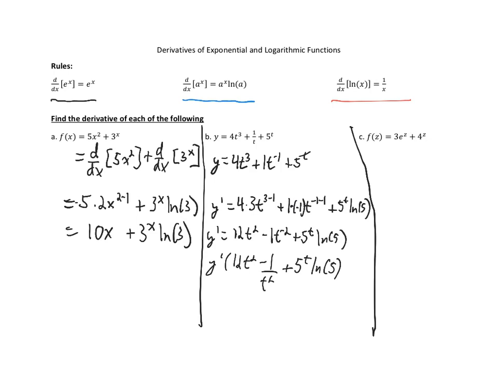Alright, last one. f of z equals 3e to the z plus 4 to the z. So we're going to take the derivative of each one of those terms. F prime of z equals this term right here, 3e to the z. That's the same thing as just 3 times the derivative of e to the z. And from our first rule, the derivative of e to the z would just be itself. So that's actually just 3e to the z. Plus this 4 to the z would be our second rule. That's going to be 4 to the z natural log of 4.